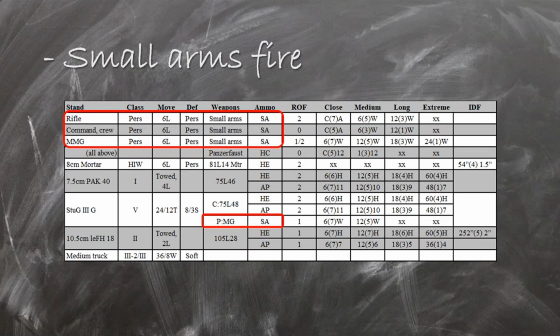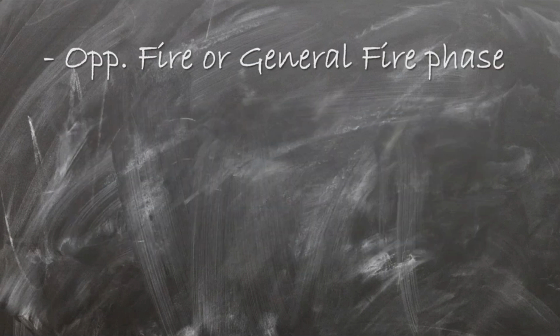So here you can see on the Stug, we've got a pintle mounted machine gun that has small arms ammo. It will fire using the same process. Now, small arms fire happens in either the opportunity fire or the general fire phase. If you're not moving, then you can shoot in the opportunity fire phase, otherwise you're limited to general fire.